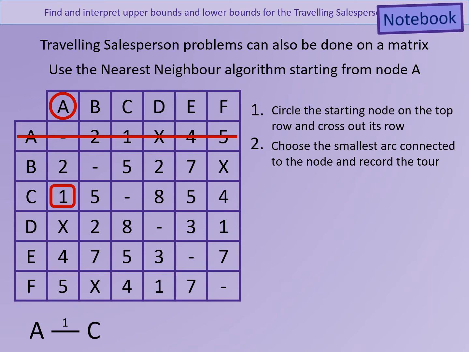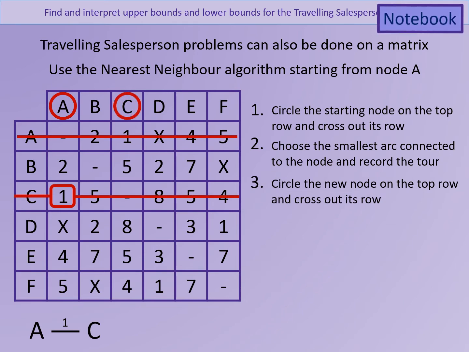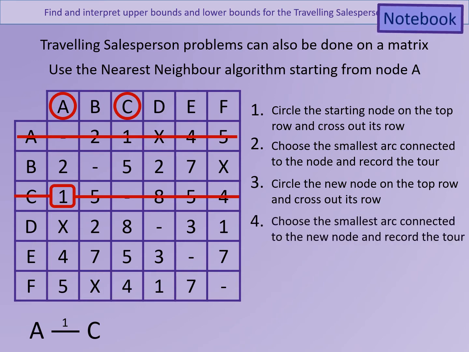the dash. Then in the same way as with Prim's, we're going to add node C by circling it at the top and crossing out its row. But the difference between this and Prim's algorithm is that with Prim's algorithm you would now look down column A and column C and choose the smallest arc. In this case we are only looking at the nearest neighbour from C, so we're only going to look down column C. And we can see that the smallest weight from C is C to F.